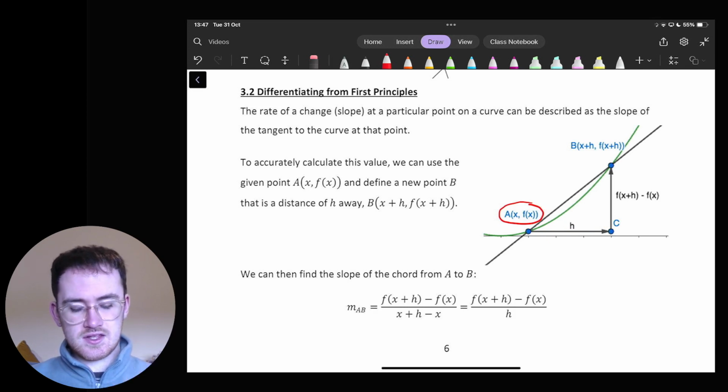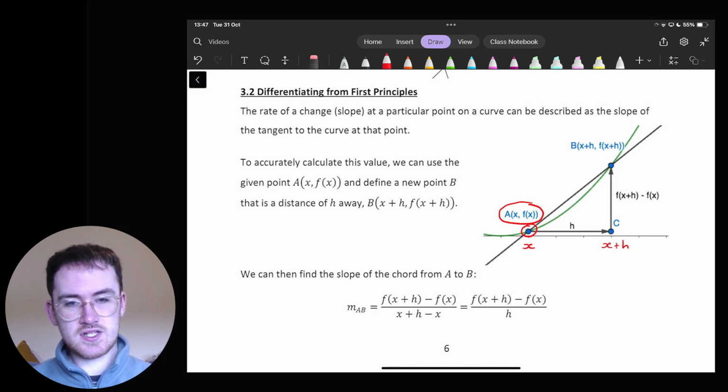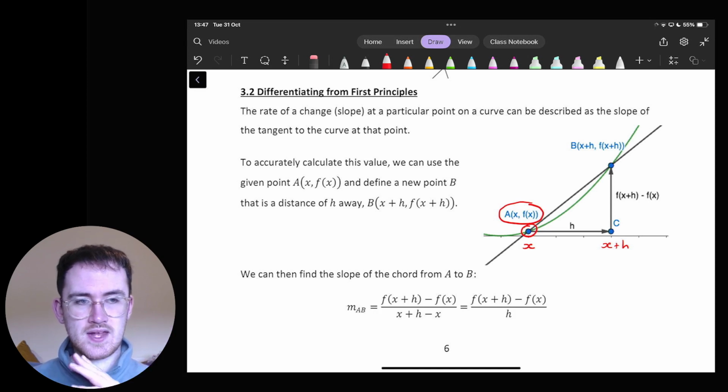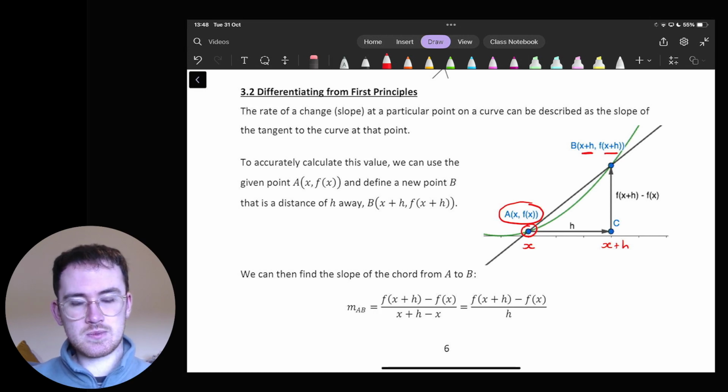So we're going to say that the first point was here, at x is x, and my next point is going to be x plus h. It's going to be h across from that. So my point B has an x value of x plus h, and it has a y value of f of x plus h, so whatever the value of my function is at that point.